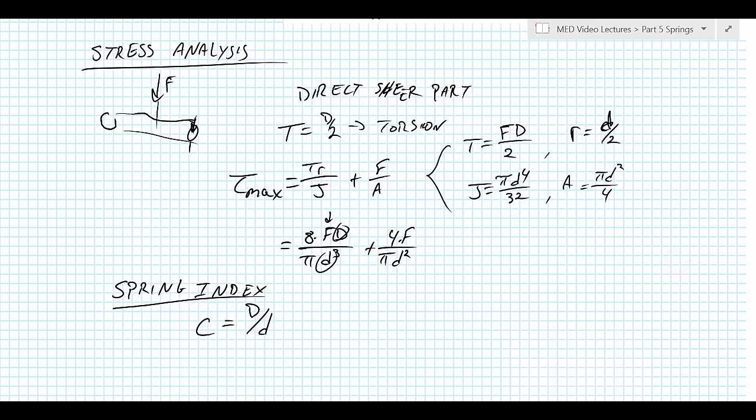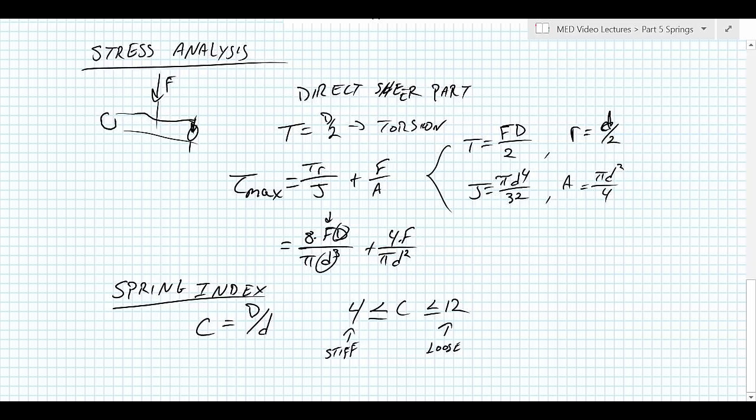So, for example, if we have the spring index going, say, between 4 and 12, those are pretty common values. Much lower than 4, and it's very difficult to make a spring that stiff, because the shape and the geometry that you're talking about becomes very difficult to manufacture. Much greater than 12, and it's typically too loose for any application that's useful.